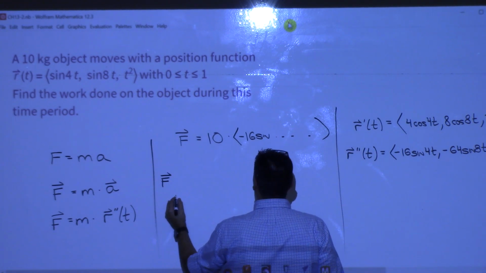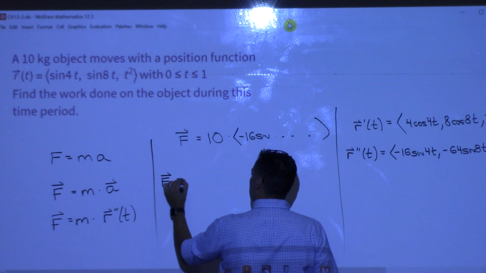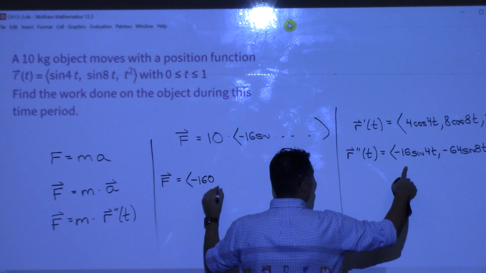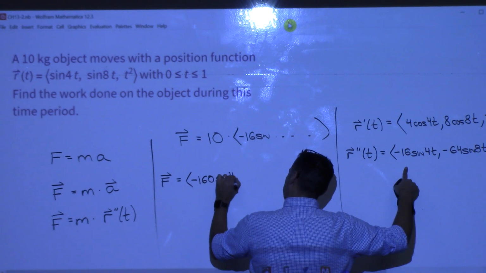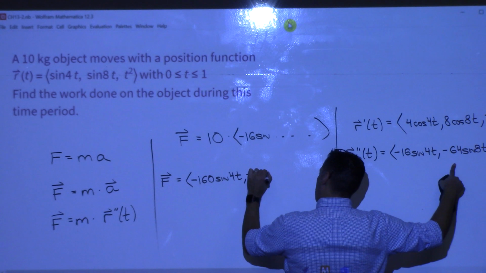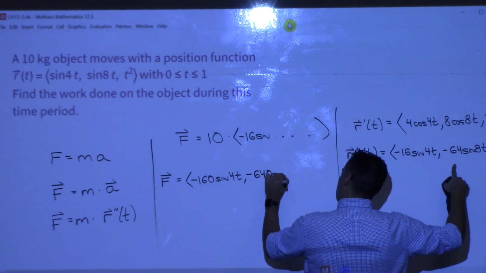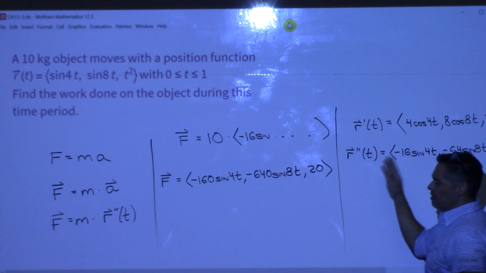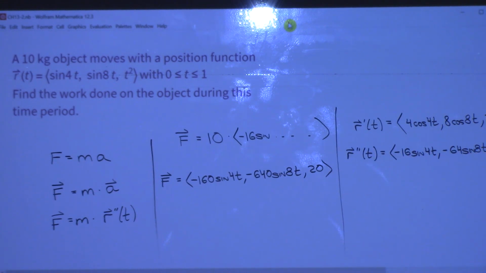So our field is negative 160 sine 4t, and then negative 640 sine 8t, and then 20. So just multiplying, scaling each of those by 10. All right, we've got our field.